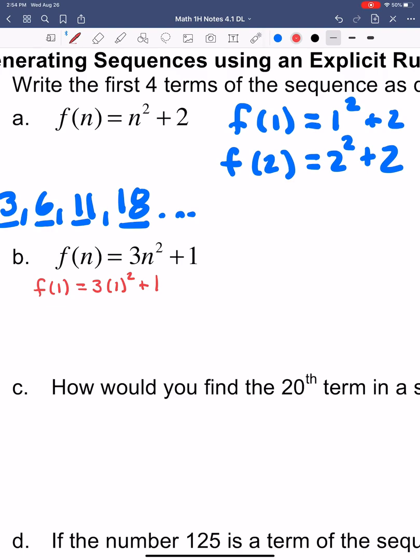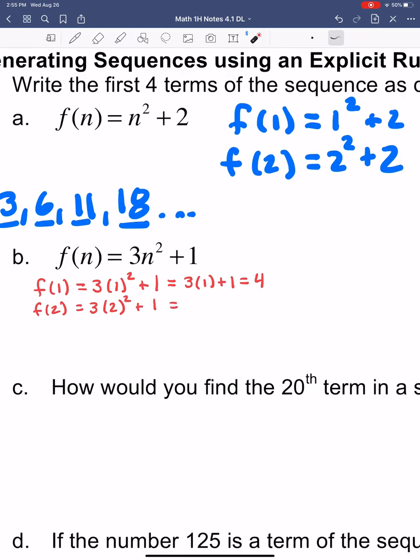And I wanted to go through this part with you because it gets a little bit trickier here. So remember, order of operations means we have to do the exponent first. In this case, that's going to be the 1 squared. So when I do 1 squared, well, 1 squared is still just 1. So this is going to leave me with 3 times 1 plus 1, which just gives me 4. Now we'll do f of 2. So that's going to be 3 times 2 squared plus 1.